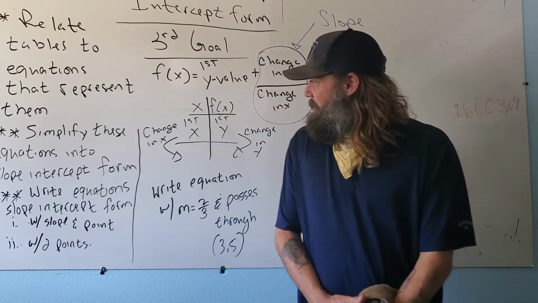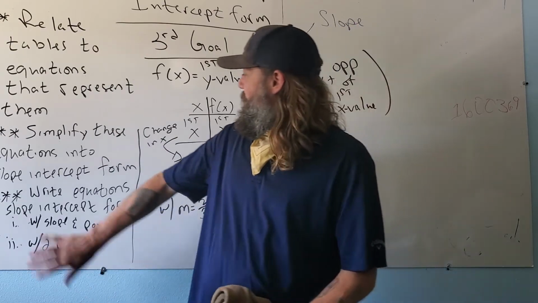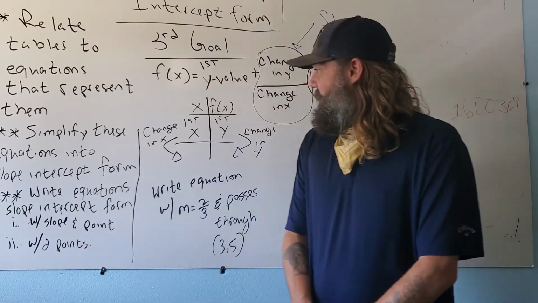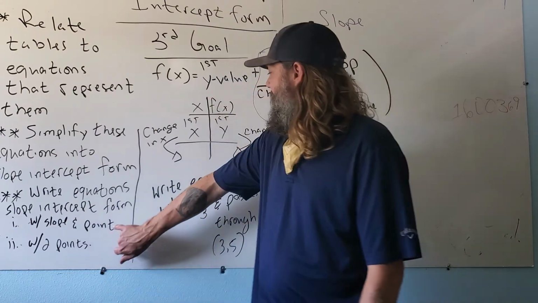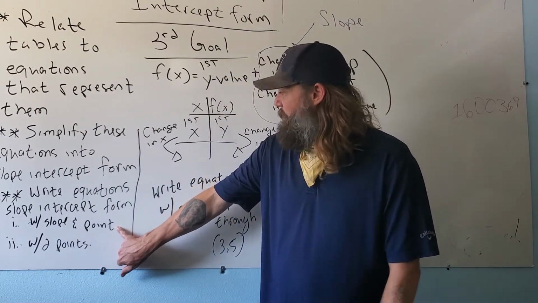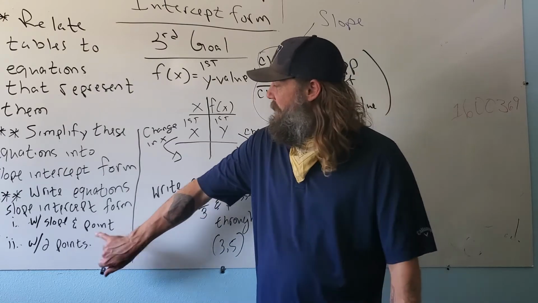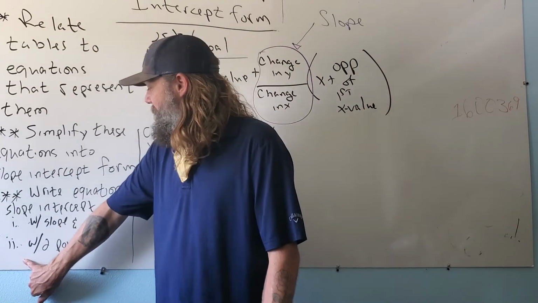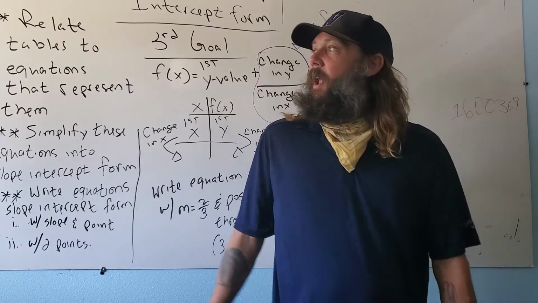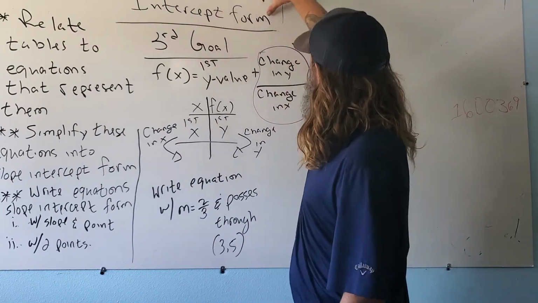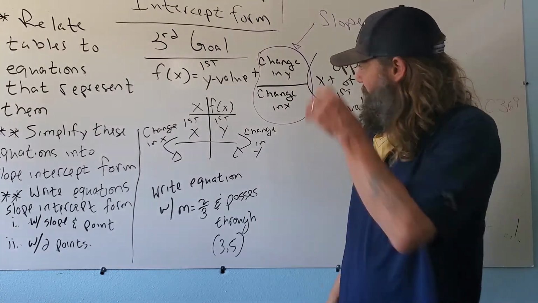I'm going to talk about Goal 3 and Goal 4. Goal 3, just to remind you, is to write these equations in slope-intercept form, and we're going to start off with a slope and a point. That's one kind of question I can ask you. Our second goal is to write the equation in slope-intercept form if I tell you 2 points. And then our fourth goal is to graph the lines in slope-intercept form.